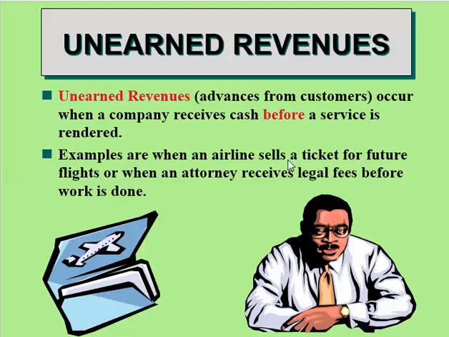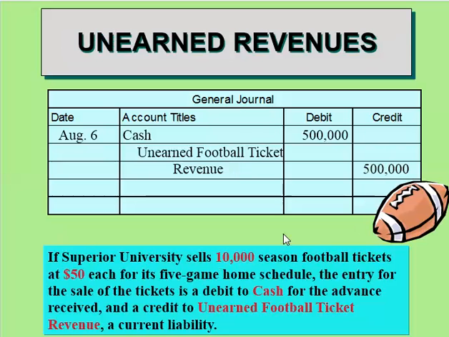A good example here, it says when an airline sells a ticket for a future flight, you pay in advance for that, and until they actually perform, meaning you actually make that flight, that's a liability for them. Same thing when an attorney receives legal fees. The next example here is a football game.